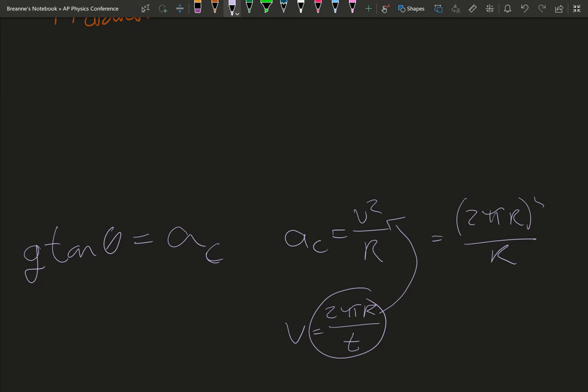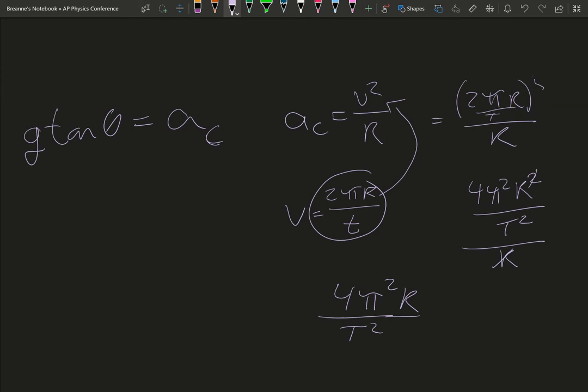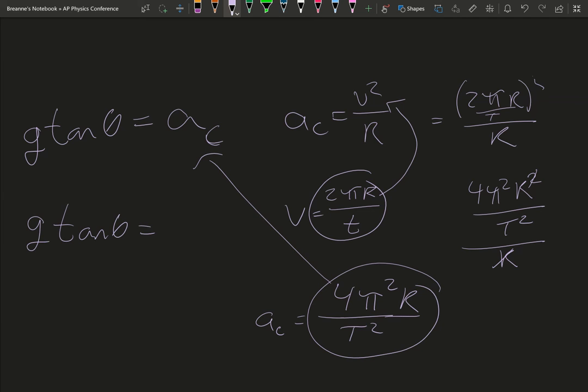That square goes to everything, so it ends up being 4 pi squared R squared, oh, sorry, divided by T squared. I forgot to divide by T. One of your R's gets canceled out, so you get 4 pi squared R over T squared. That equals your AC. So you take that and plug it in there. So g tangent theta equals 4 pi squared R over T squared.